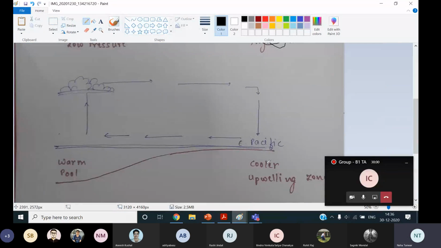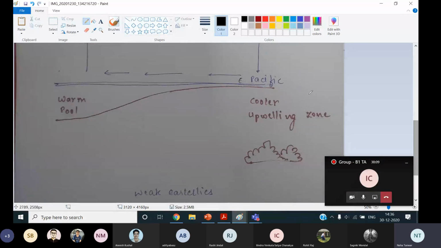So as the water moves away, what happens? It is replaced by the deeper water, and the deeper water is actually cooler compared to the surface water. So in the Eastern Pacific, inside the ocean, we will have cooler surface water, whereas in the Western Pacific, what will happen? The warm water has piled up.